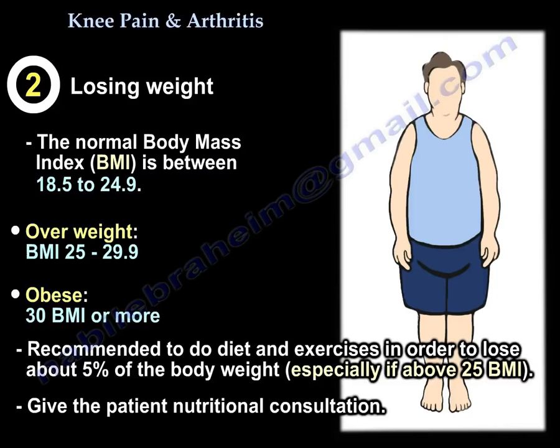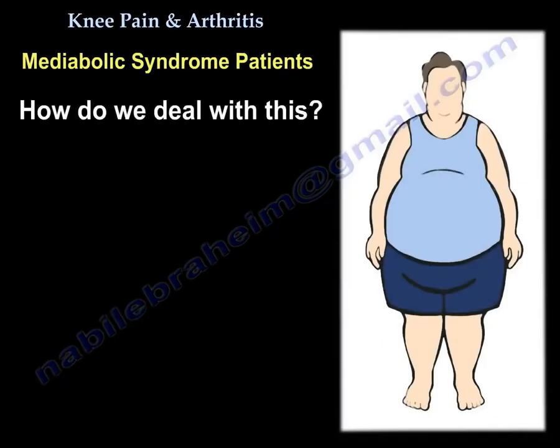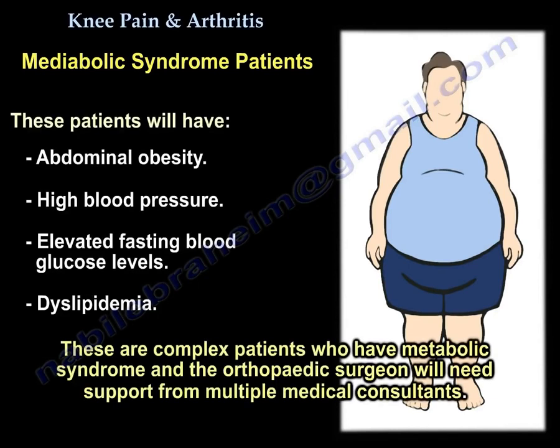patient nutritional consult. How about the metabolic syndrome? How we deal with that? These patients will have central, which is abdominal obesity, and you will have high blood pressure. You will have elevated fasting glucose level and dyslipidemia. These patients have the metabolic syndrome and they are complex patients. And the orthopedic surgeon will need support from multiple medical consultants.